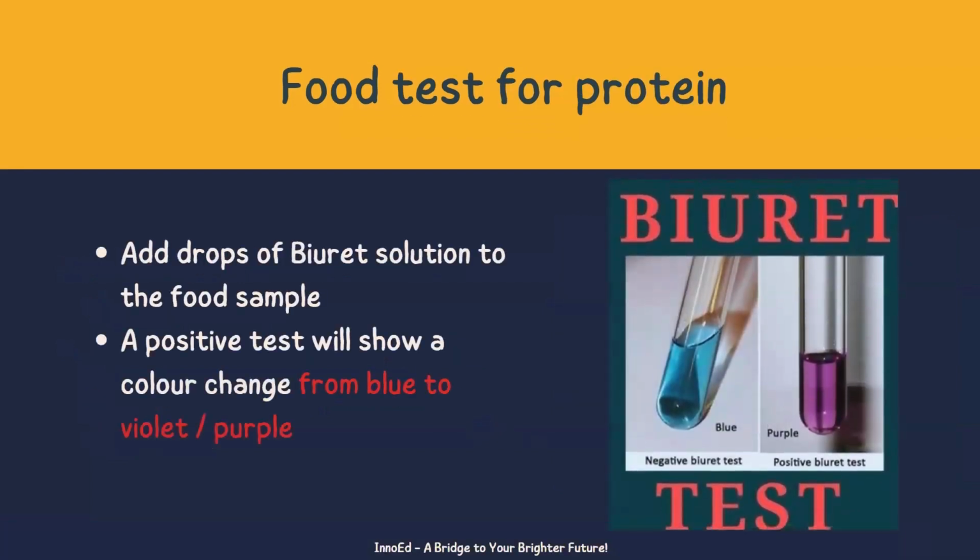Now, let's talk about the food test for protein. It is also known as the Biuret test because we have to add a few drops of Biuret solution to the food sample. A positive test means the color changes from blue to purple or lilac color, which means the food sample contains protein.